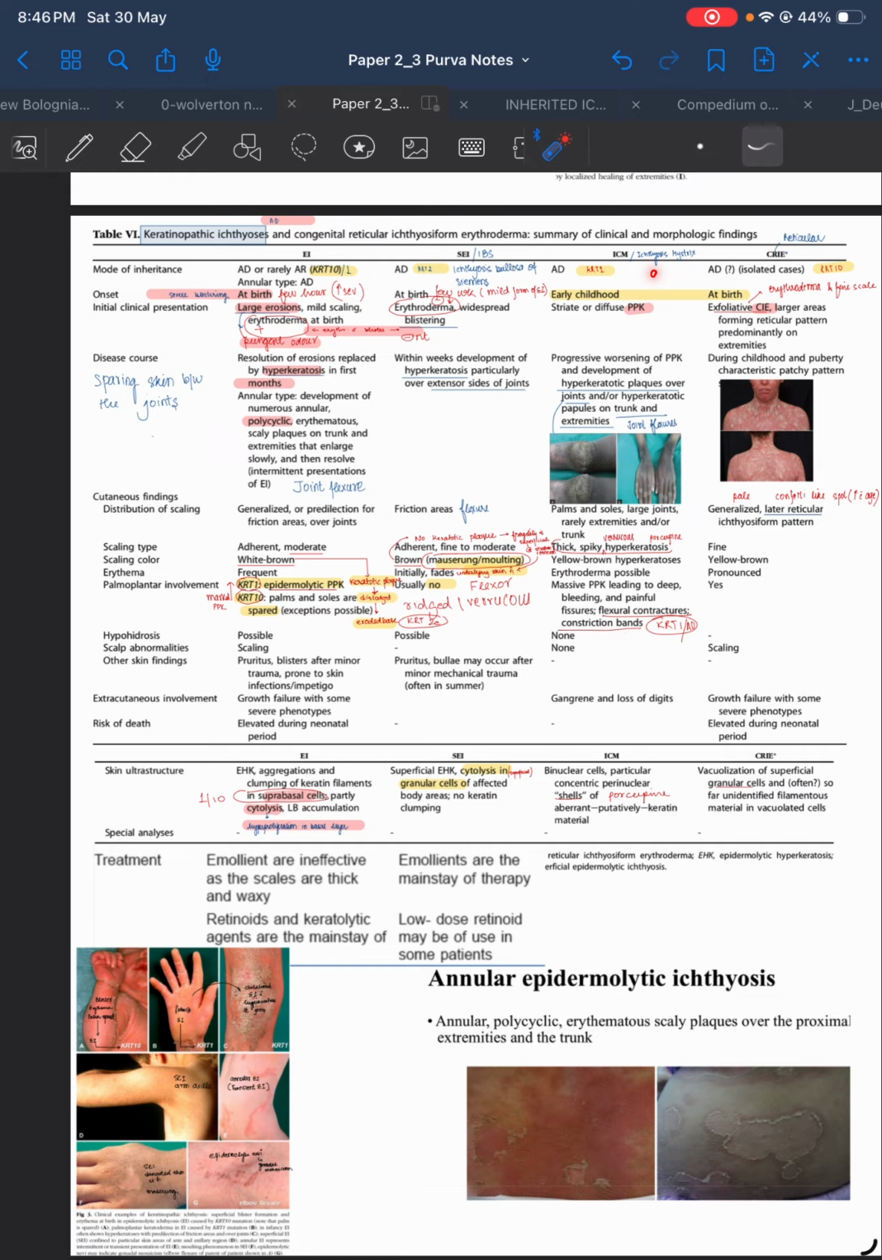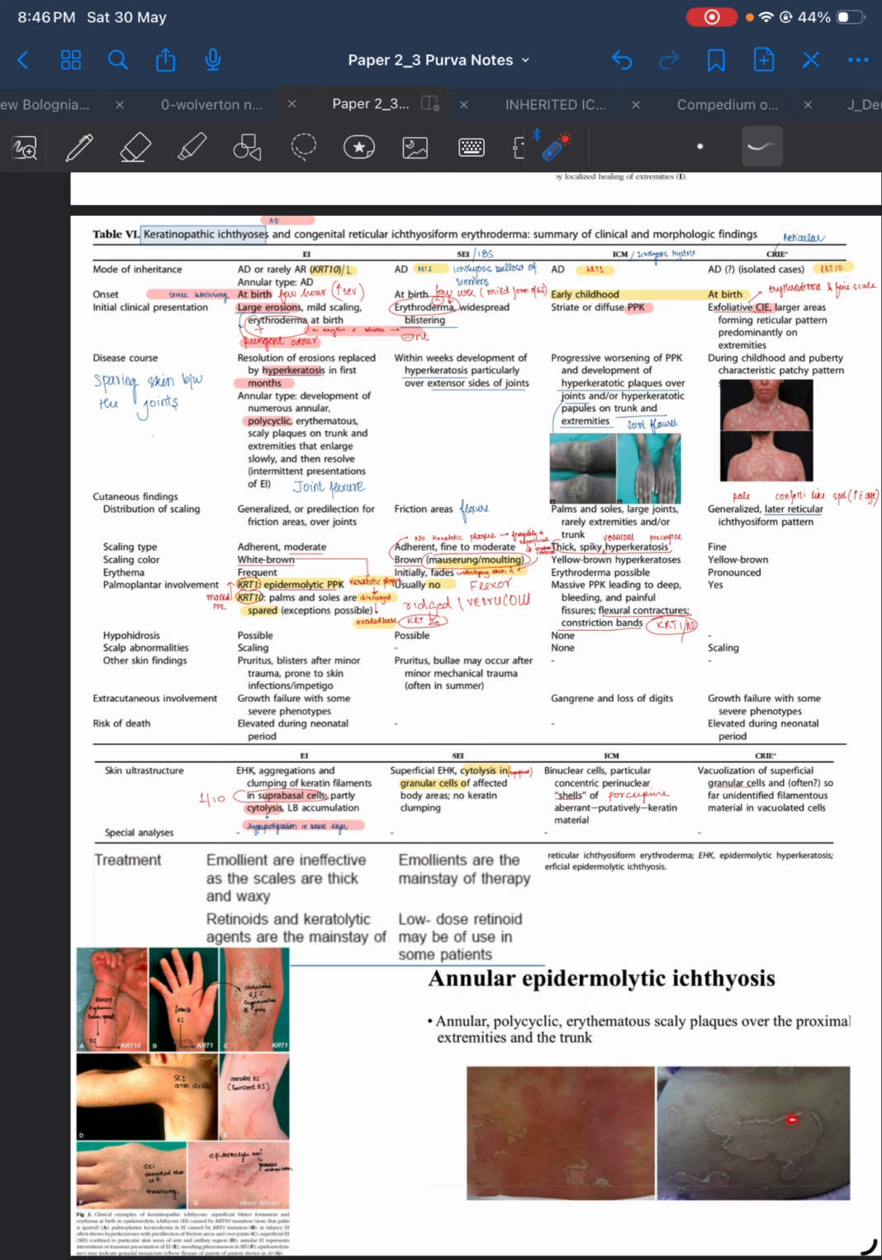This is ichthyosis hystrix, and we just have to remember that keratin 1 is mutated. Here porcupine or verrucous plaques are seen, shells are seen. And in the PRIE reticular variant, initially erythroderma is there, and then confetti-like white spots are seen with increasing age. There is one variant, annular epidermolytic ichthyosis, which is characterized by granular polycyclic plaques.